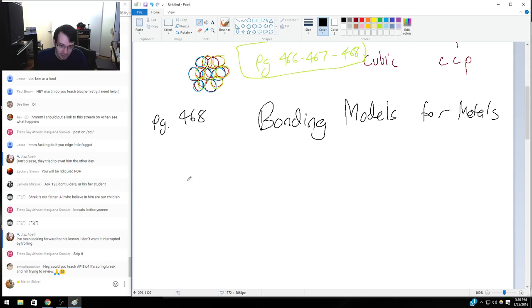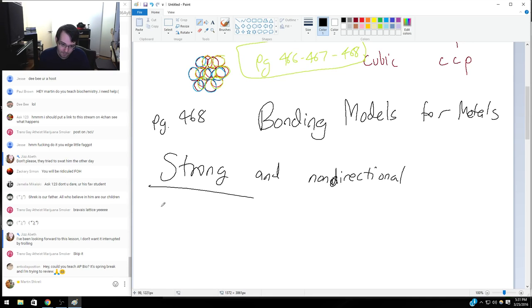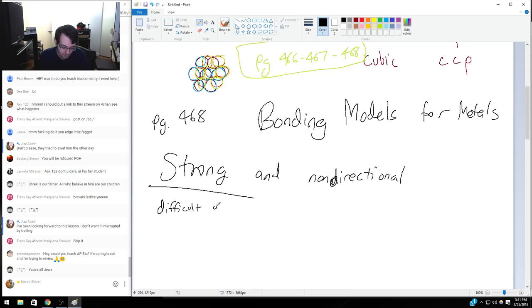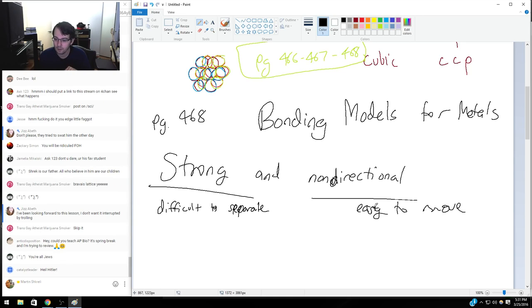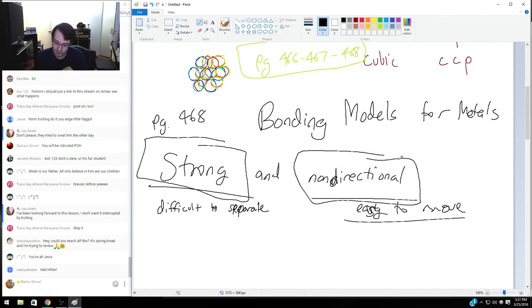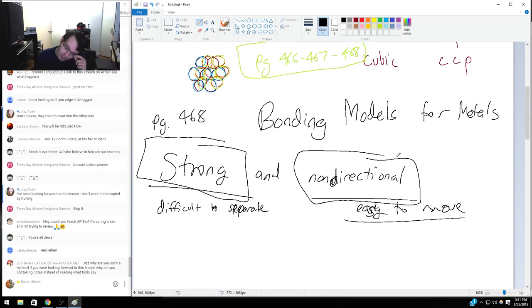The bonding in metals is both strong and non-directional. What does that mean exactly? It's difficult to separate metal atoms. That's why they're strong. Difficult to separate them, but easy to move them, as long as they stay together. So strong and non-directional. Now we're going to see that we have the opposite in the network solids, where they're strong and directional. So anyway, how do we explain that?